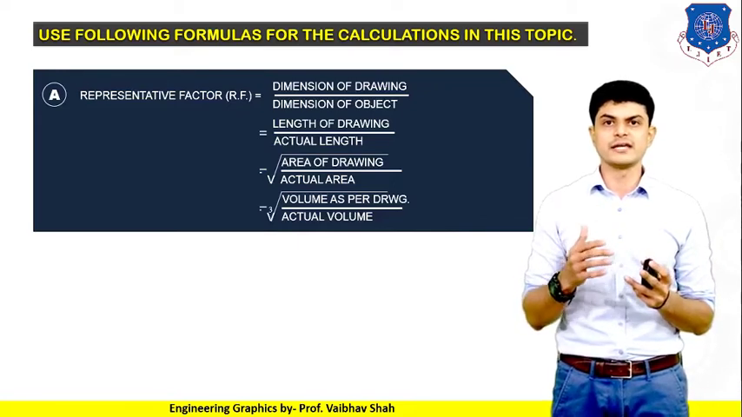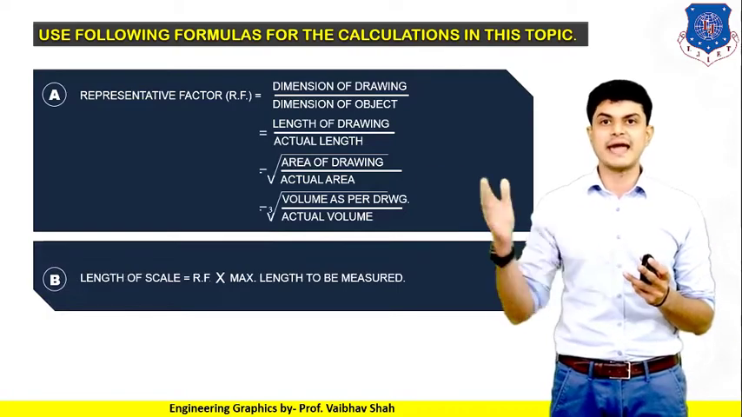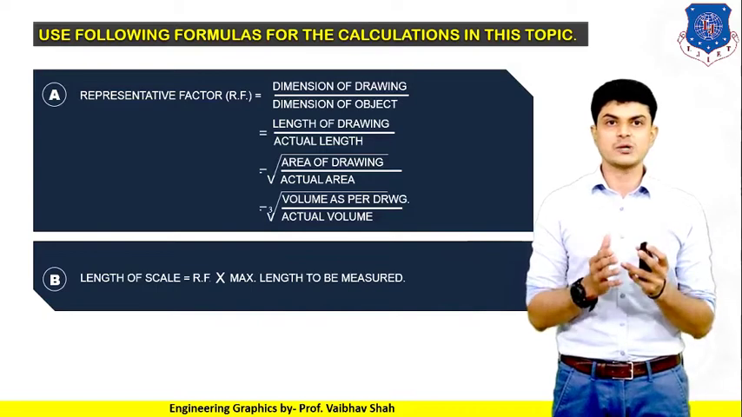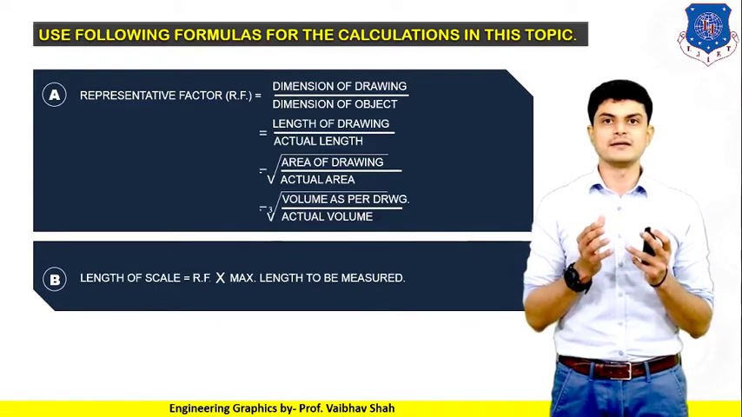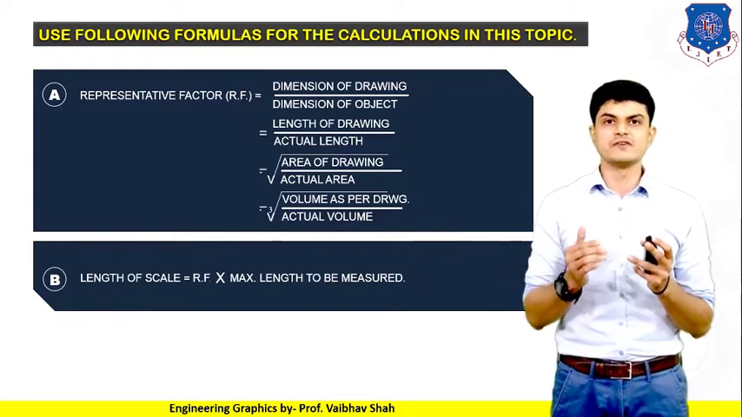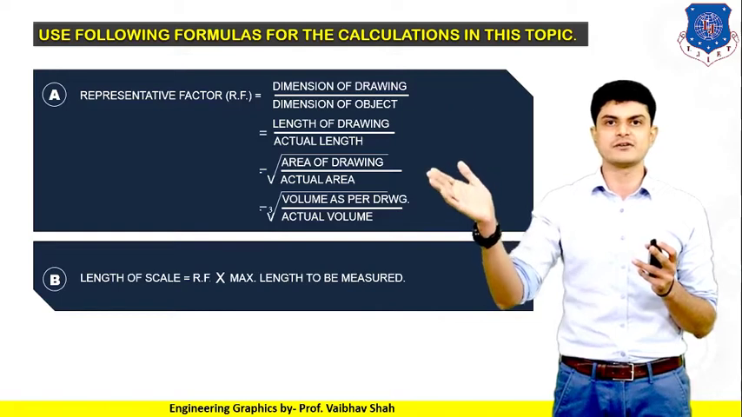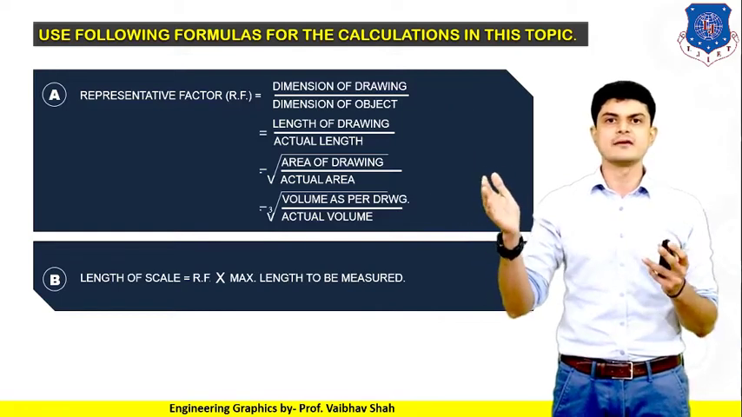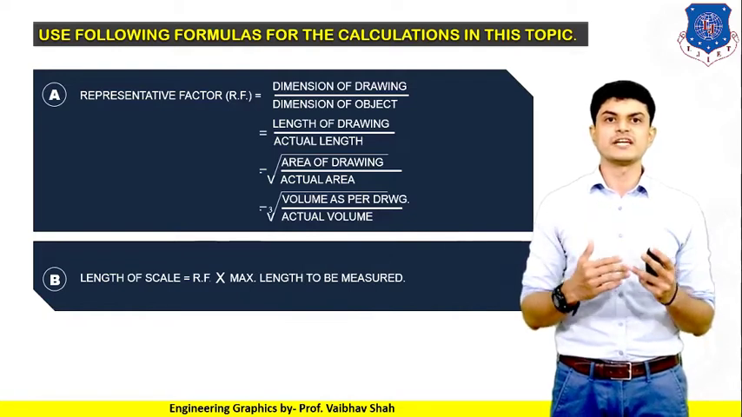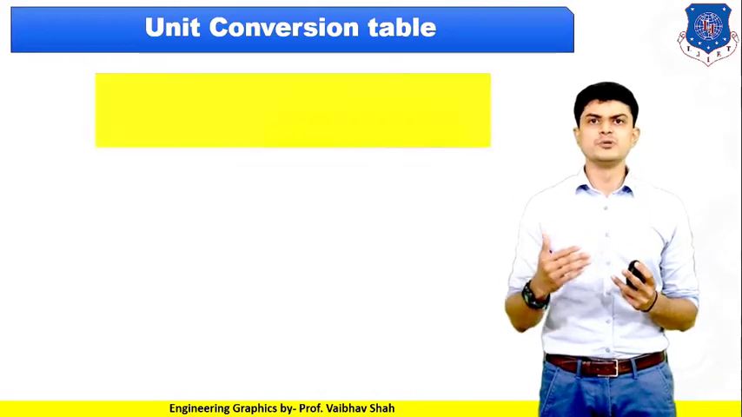Now we will be using another equation, which is your length of scale, or you can say actual length of scale. This can be defined as RF into maximum length to be measured. RF obviously we will take from the previous equation. We will derive this RF from any of those equations, and the maximum length to be measured must be given in the example for which we need to construct our scale. Now let us see the unit conversion table.